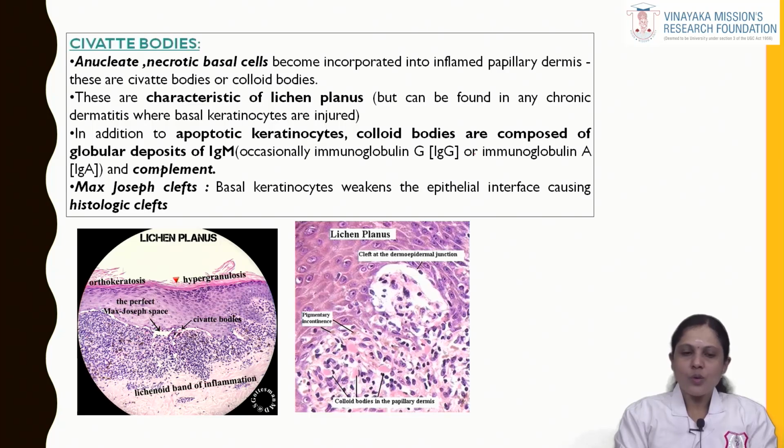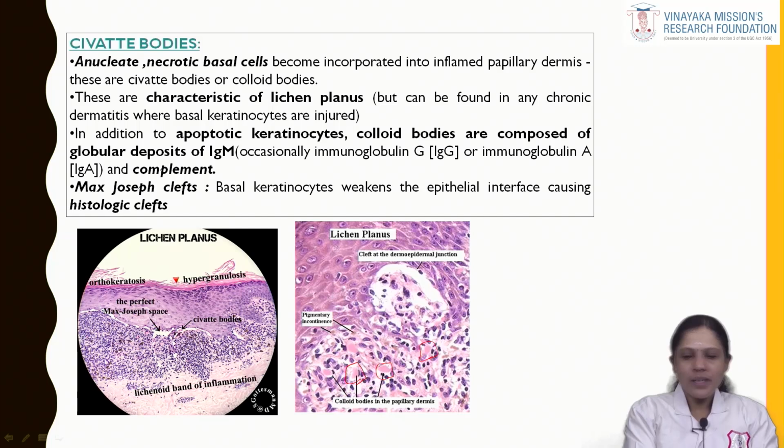It is also known as colloid bodies. These are characteristic of lichen planus but can be found in any chronic dermatitis where basal keratinocytes are involved. These are the colloid bodies which are appreciated in the basal area of the epithelium. In addition to apoptotic keratinocytes, colloid bodies are composed of globular deposition of IgM or IgA and complements.